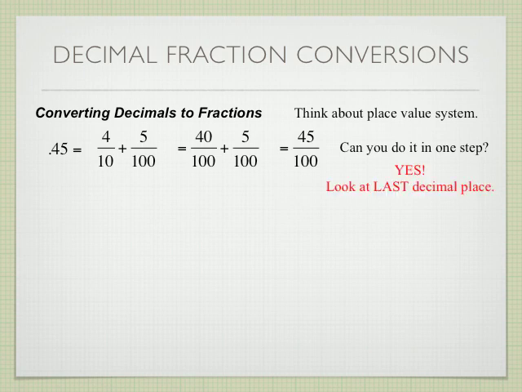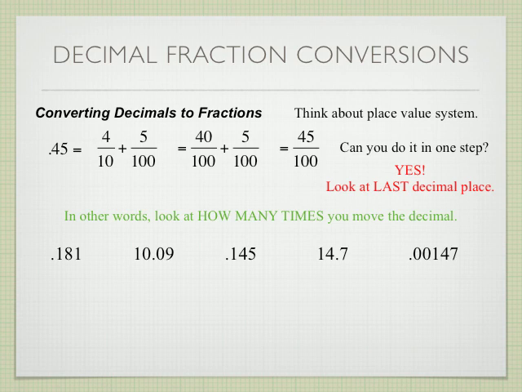So can we do it in one step? Just look at the last decimal place, and that's how many zeros we need. In other words, look at how many times we move the decimal point. So for 0.181, well, we'd need to move that decimal point 3 times. So we'd have 3 zeros on the bottom and 181 on top. Not too bad, huh? All right, 0.09.